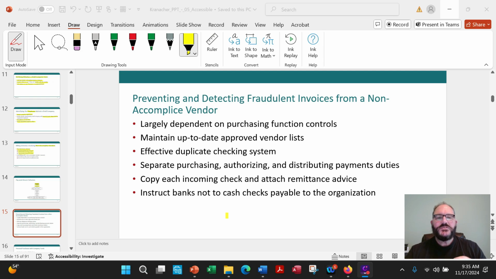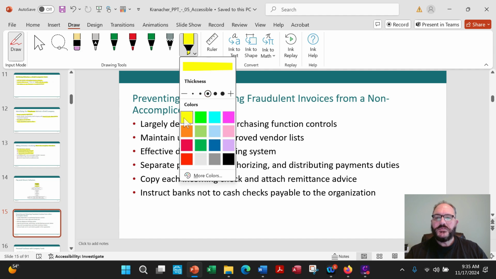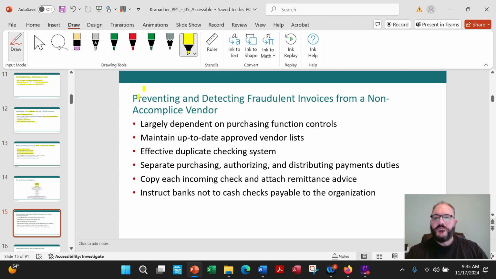All right, folks, part 2 with chapter 5. Still looking at all these different ways to commit fraud with cash disbursements. All right, so how do we prevent and detect them?